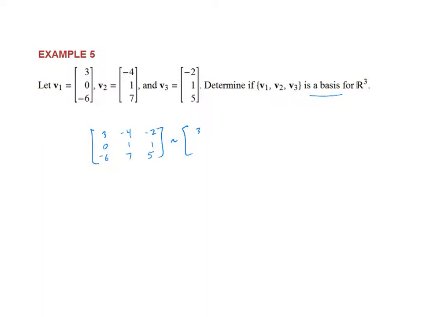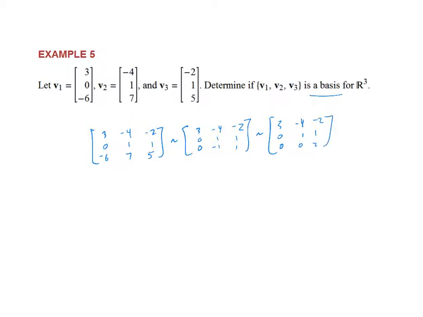I'll leave the first row the way it is. I'll leave the second row the way it is, and I want to double the first row and add the third row. So you double the 3 and -6 is 0, double the -4, add 7 is -1, double -2, add 5 is +1. And then we do one more row operation: 3, -4, -2, 0, 1, 1, add rows 2 and 3, 0, 0, 2.